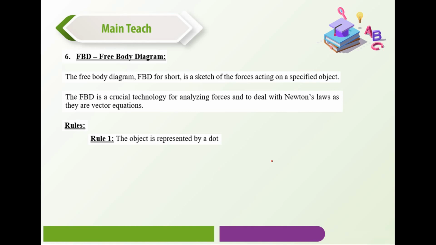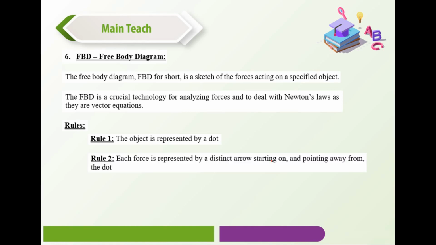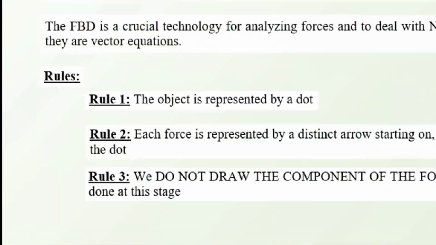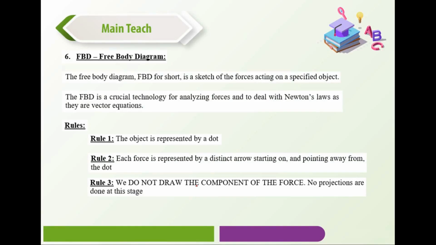Rule 1, the object is represented by a dot. Rule 2, each force is represented by a distinct arrow starting on and pointing away from the dot. Rule 3, we do not draw the components of the force, no projections are done at this stage. So this rule is very important, rule number 3. We know that a force can be projected into its components. Whenever we're doing an FBD, we do not represent the components or the projections of the force.